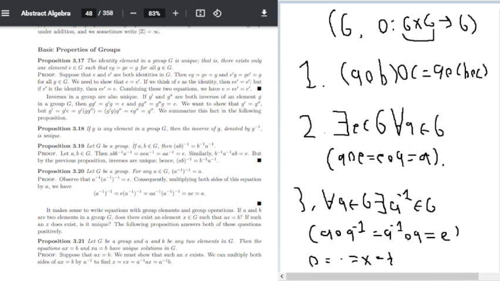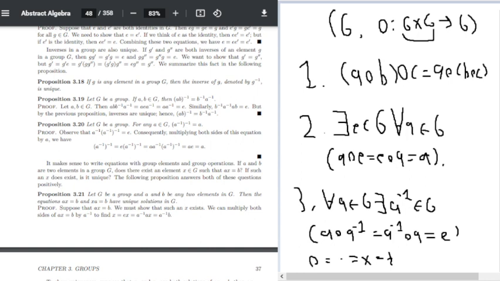We summarize this fact in the following proposition. Proposition 3.18. If g is any element in the group G, then the inverse of g, denoted by g^-1, is unique. Proposition 3.19. Let G be a group. If a, b are in G, then (ab)^-1 = b^-1 a^-1. Notice that we've actually flipped the order of things here. So, proof. Let a and b be in G.